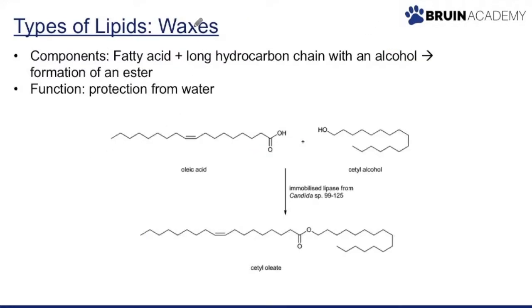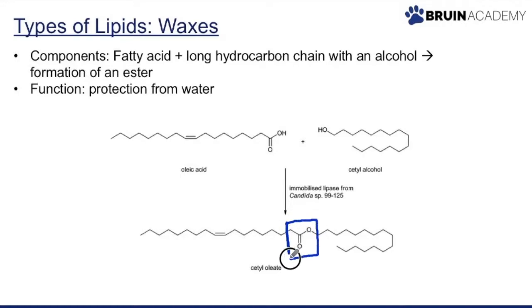The second type is a wax, and these are composed of fatty acids. Again, these are biological precursors for a lot of these other lipids, and a long hydrocarbon chain with an alcohol. So usually I look for an ester in waxes. So here's an example of a wax.